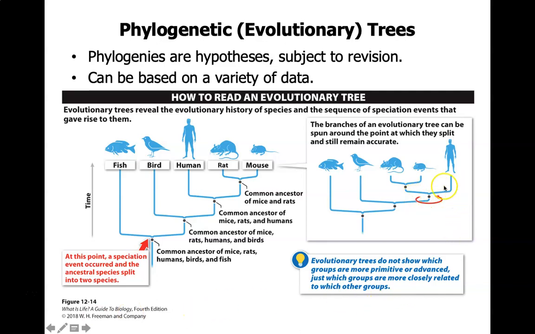So with these trees, we can actually spin them on the nodes and place the common ancestors and living species in different orders. It doesn't matter as long as we keep intact the position of the common ancestor. So this tree on the left indicates the exact same information as the tree on the right. Humans just happen to be on the right instead of the middle. So we can spin these as long as we keep everything with respect to their common ancestors.